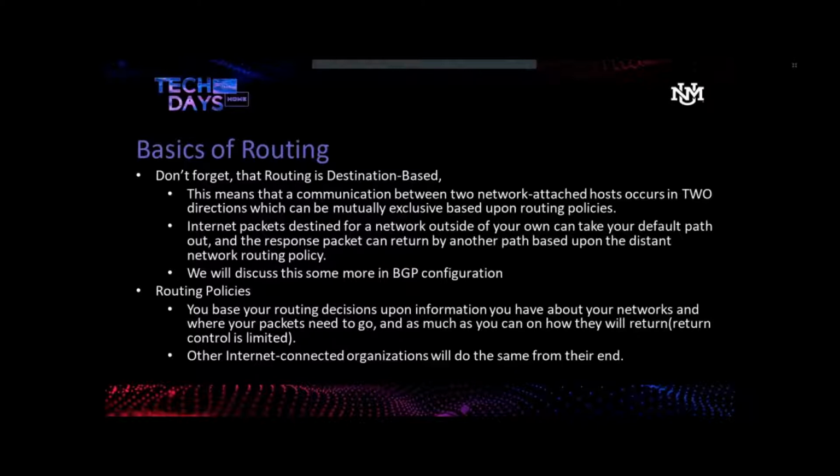Communication between two network hosts occurs in two directions. It can be mutually exclusive based upon routing policy. That means if you're trying to reach a website in Oklahoma, the traffic from your connection to your internet provider, through that internet provider to the site in Oklahoma, may take one path. The return path may come another direction. It may come from that connection in Oklahoma to their internet provider, through peering connections, multiple internet providers, back to yours, and then back to you.